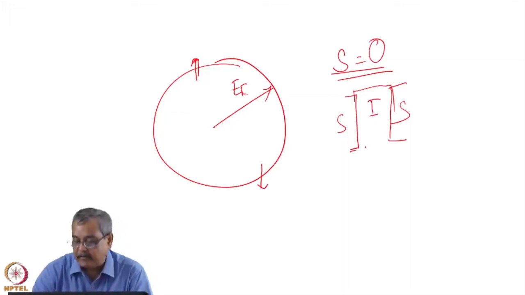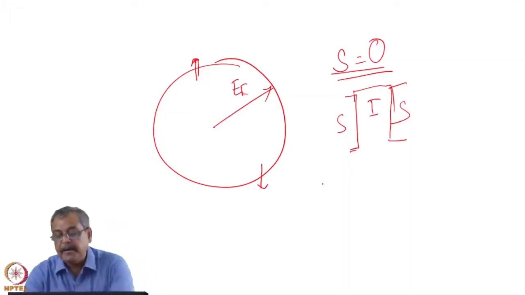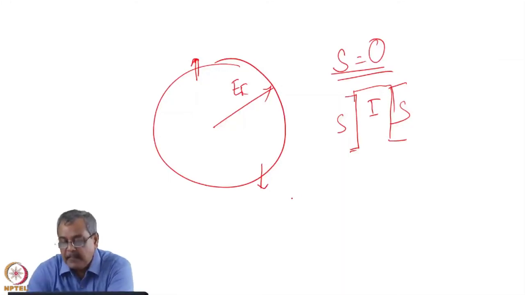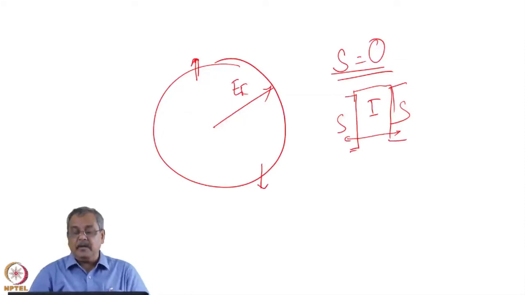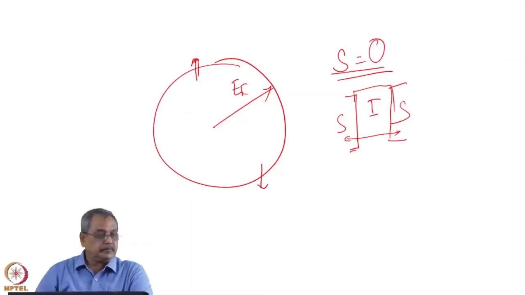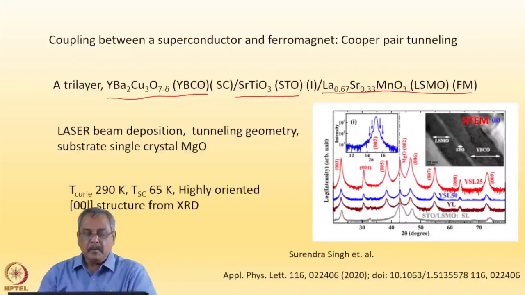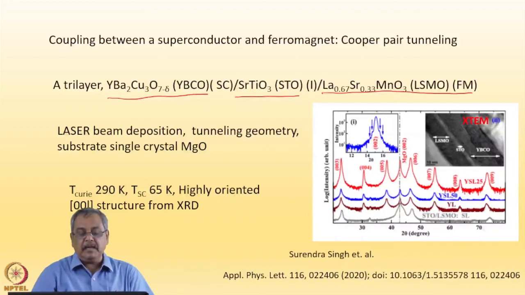One is single particle tunneling, known as Giaever tunneling. We also have Cooper pair tunneling, where it might go from here to here. And based on this, many experiments and many devices like SQUIDs are built. So in this case, we have built a trilayer where we have invoked this tunneling geometry.